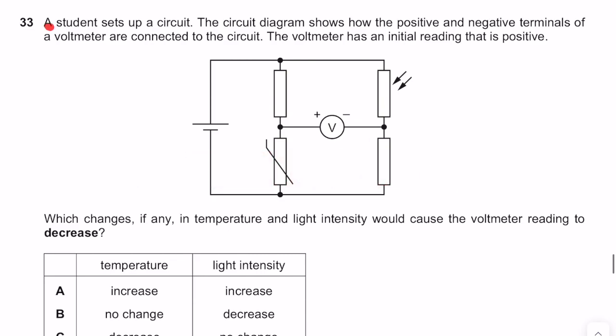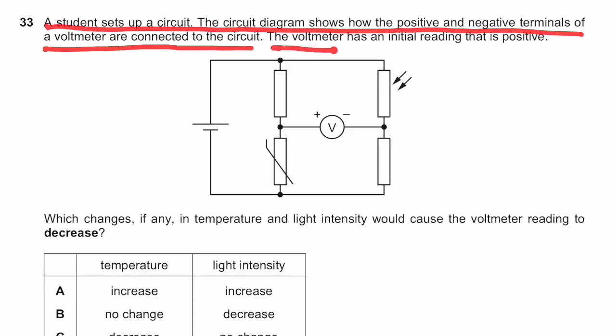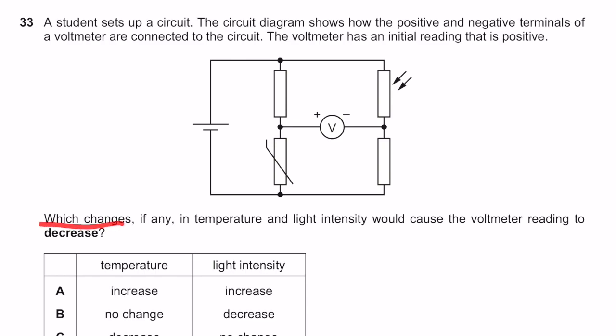A student sets up a circuit. The circuit diagram shows how the positive and negative terminals of a voltmeter are connected to the circuit. The voltmeter has an initial positive reading. Which changes, if any, in temperature and light intensity would cause the voltmeter reading to decrease? So we have this one on the right upper corner, an LDR. On the left bottom corner, this is a thermistor.